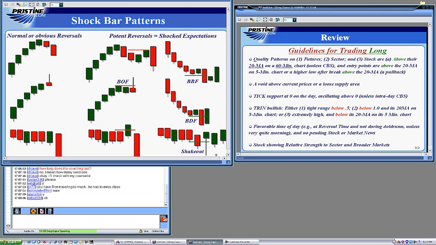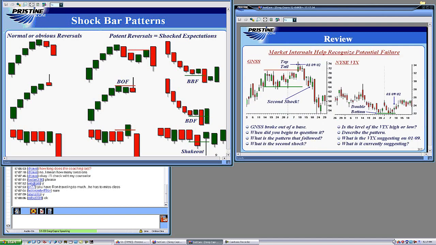Favorable time of day, morning, later in the day. Be aware of reversal times, 10 o'clock, 10:30. Doldrums are okay if the morning's been quiet. Make sure of news that might be coming out. Is the stock showing relative strength? There's your checklist. For longs, for shorts, we just reverse it.